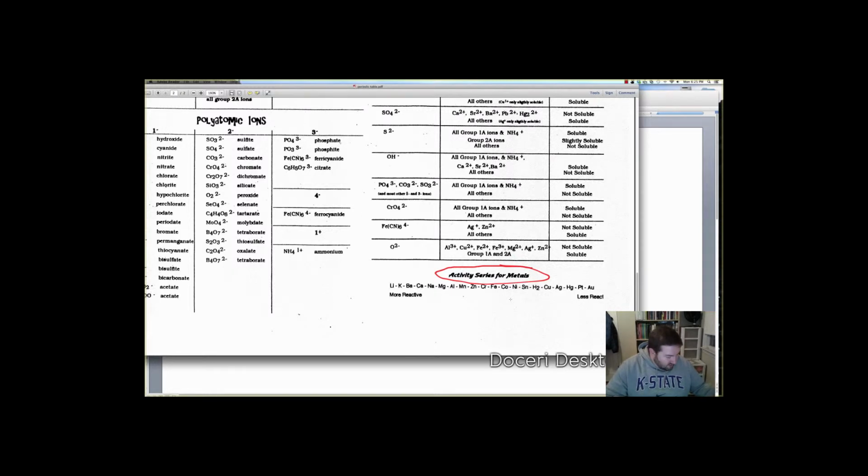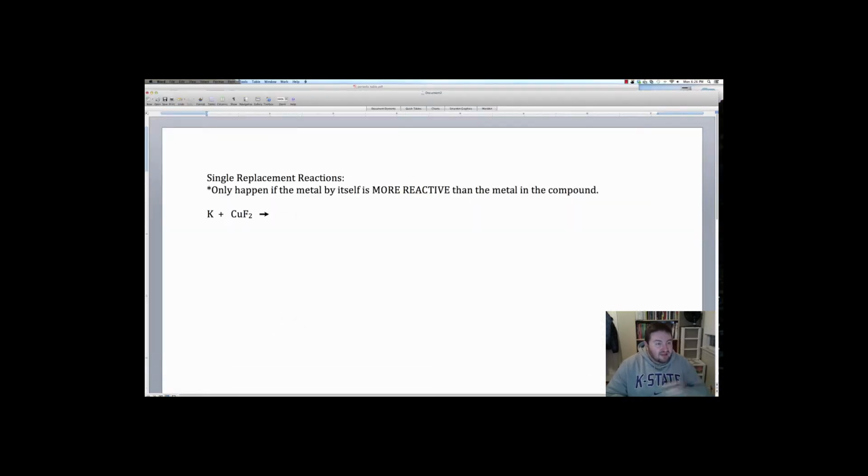So I try to find the two things we're talking about. So here's potassium, and way over here is copper. Because the potassium is farther to the left than the copper, it's more reactive. So because potassium is by itself and it's more reactive, the reaction will happen because the potassium has enough strength to kick the copper out of the compound and take its place.